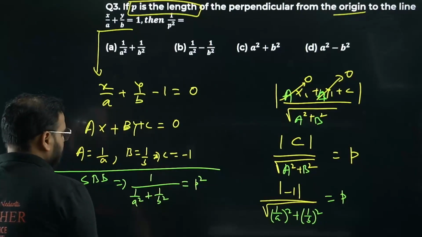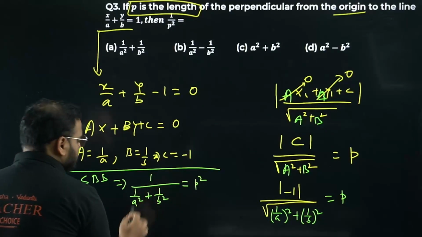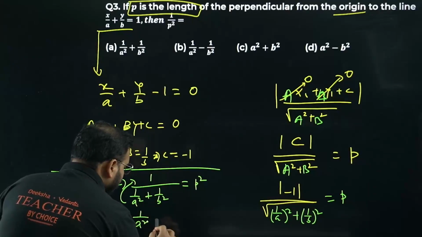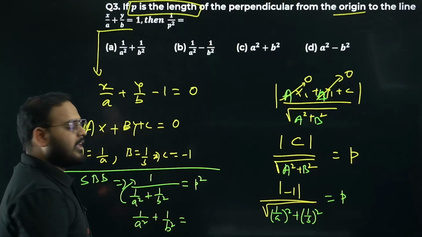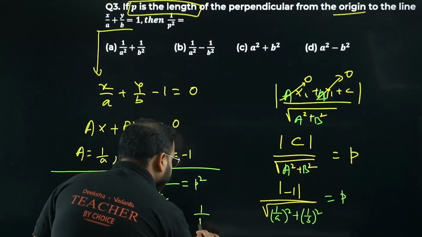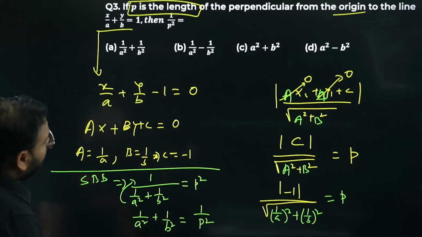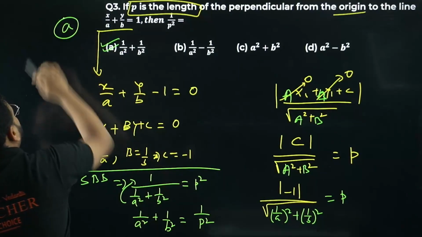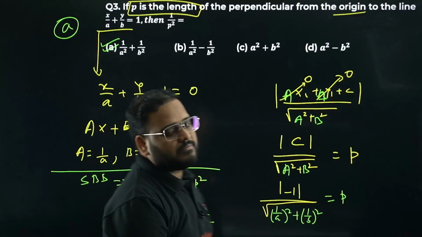If I take the reciprocal of this thing, this whole thing will come in the numerator. It will become 1 upon A square plus 1 upon B square. On this side, the reciprocal you are taking, so 1 upon P square. What are they asking? The value of 1 upon P square, right? The result is going to be option number A. Done. Please check.